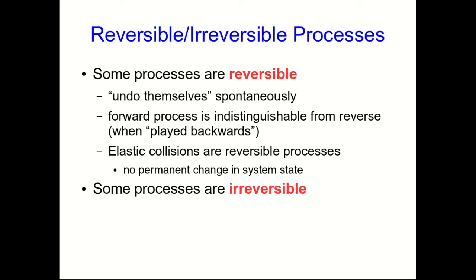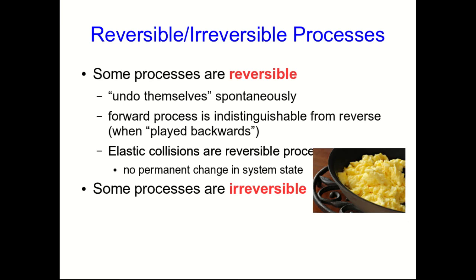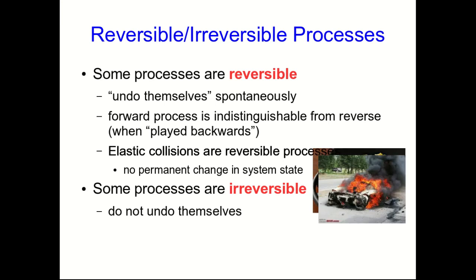But some processes are irreversible. For example, here are some fried eggs. These will not spontaneously uncook themselves, unscramble themselves, jump up out of the frying pan back into the shell, seal the shell shut, and get back into the carton. So these processes do not undo themselves. This car has been in a very irreversible process. It will not uncrash and be a perfectly fine car again.